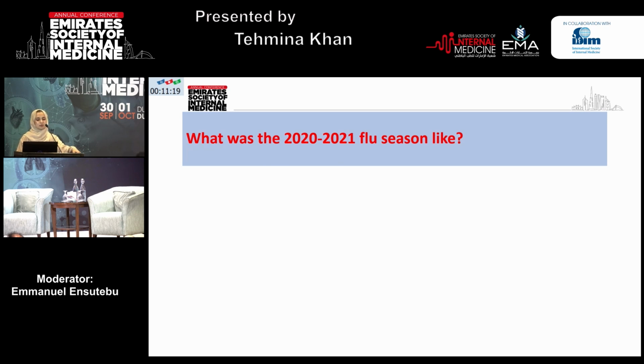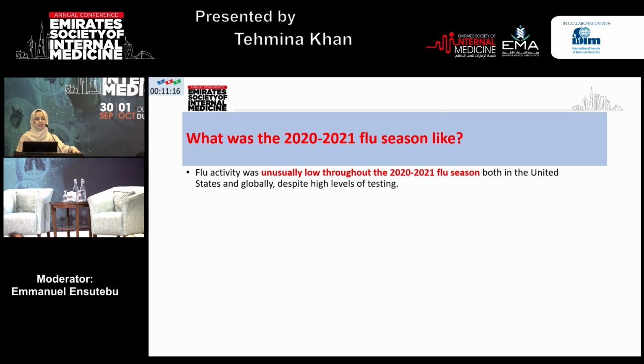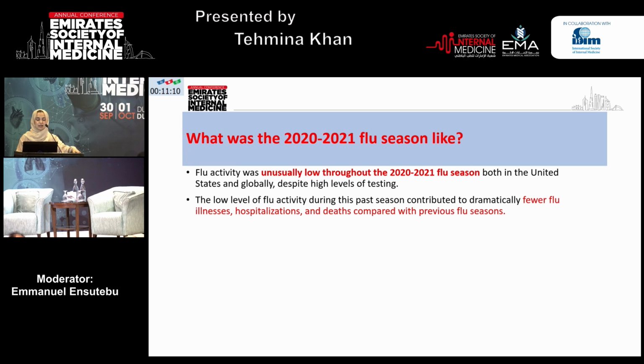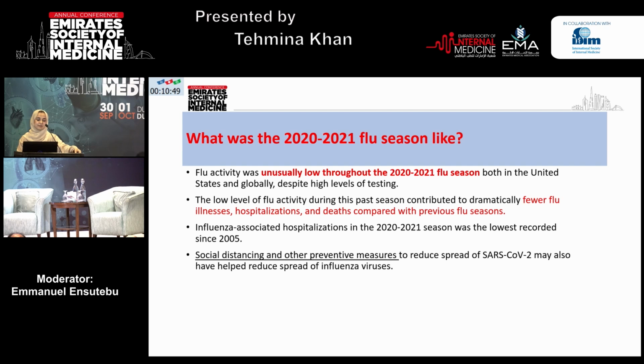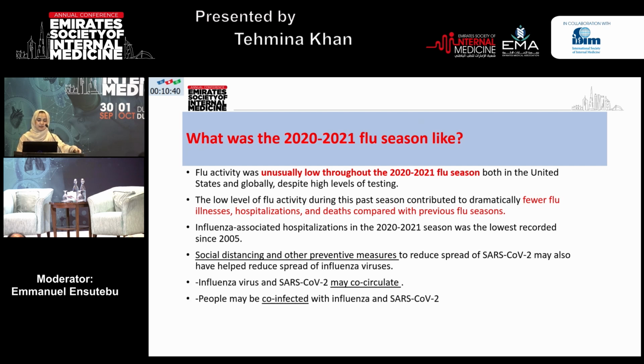So what was the 2020-2021 flu season like? And we all know that the flu activity was unusually low throughout the 2020-2021 flu season, both in the US and globally. And this low level of flu activity during this past season contributed to fewer illnesses, hospitalizations, and deaths as compared to the previous flu seasons. And the influenza-associated hospitalizations was the lowest recorded since 2005. And that was because of social distancing, other preventive measures that were in place to reduce the spread of COVID, and led to reduce other influenza infections as well.